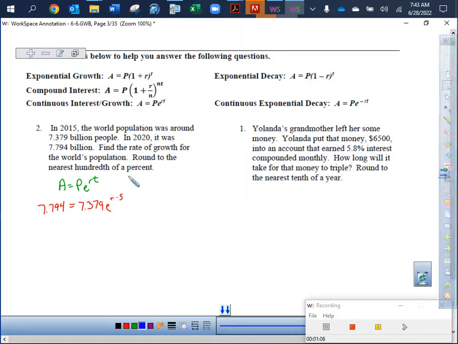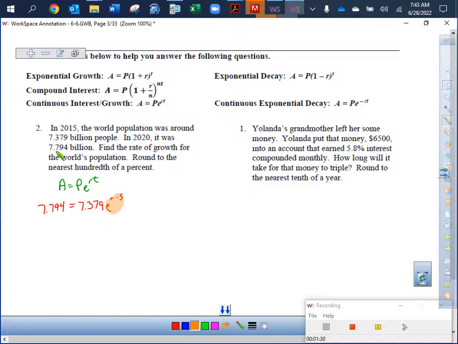That's what they're asking us to find, but we do know that from 2015 to 2020, that's been 5 years. So the thing we're missing is r. And to solve for r, we're going to have to use logarithms since r is up in the exponent, and we've got to get that to come down. Before we can do that, we've got to get this base all by itself on one side of the equal sign. Since there's a times 7.379, we're going to go ahead and divide.